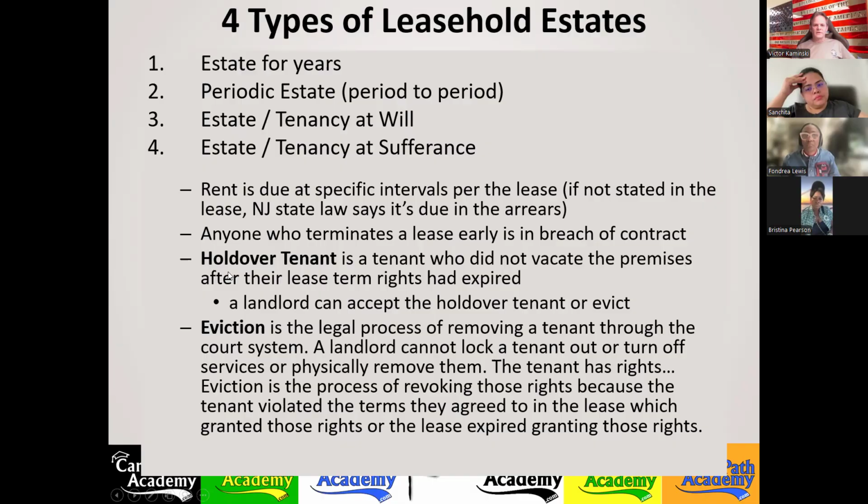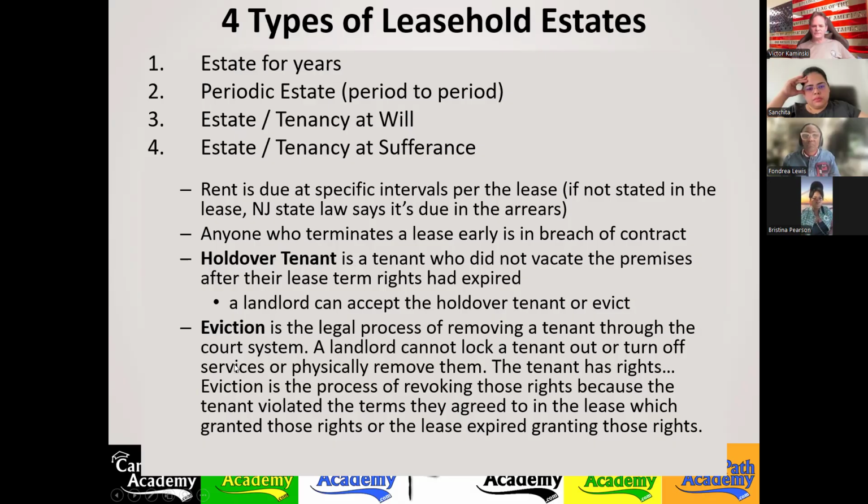Anyone who terminates a lease early is in breach of contract, because it is a contract. A holdover tenant is a tenant who did not vacate the premises after their lease term rights had expired. It's not necessarily a negative thing. They could be there and paying rent, and the landlord accepted them. That's fine. So they could either accept the holdover tenancy or they could evict them because they didn't sign a new lease.